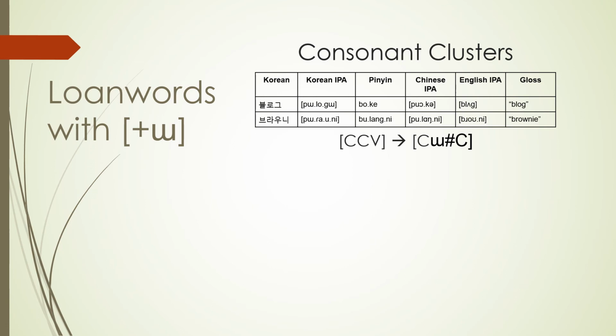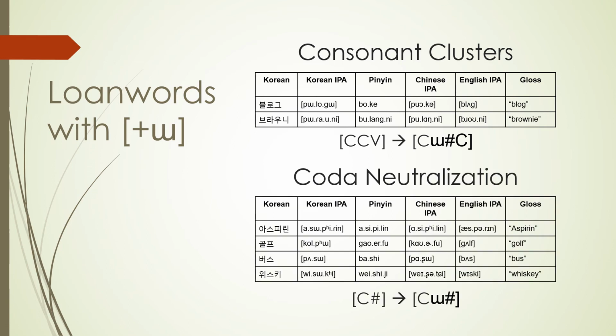And then also with coda neutralization, the vowel is added to prevent that from happening in these syllables, specifically after the S in the first, third, and fourth word here, to make sure that they don't end up sounding like T's.